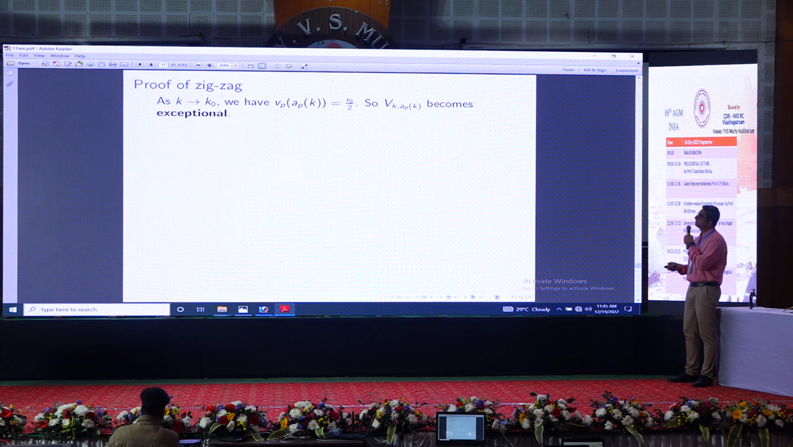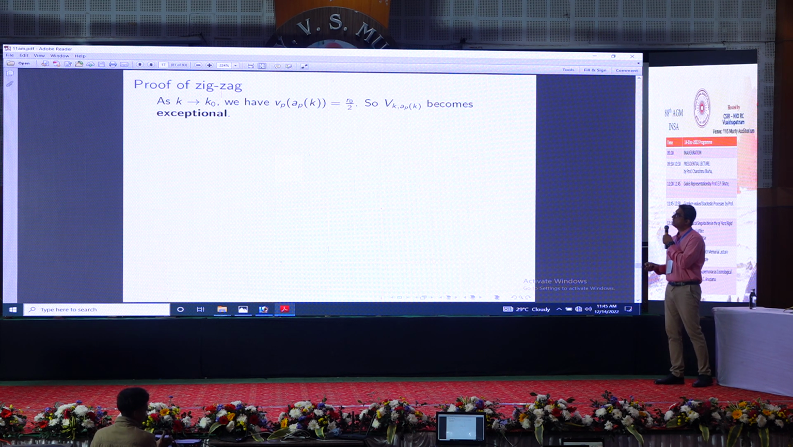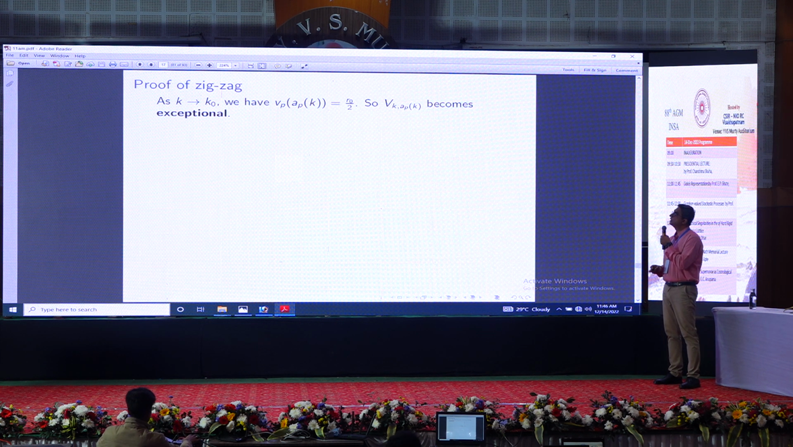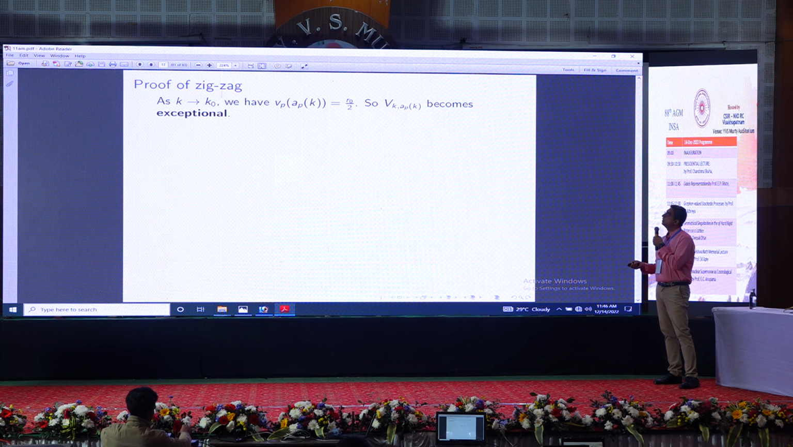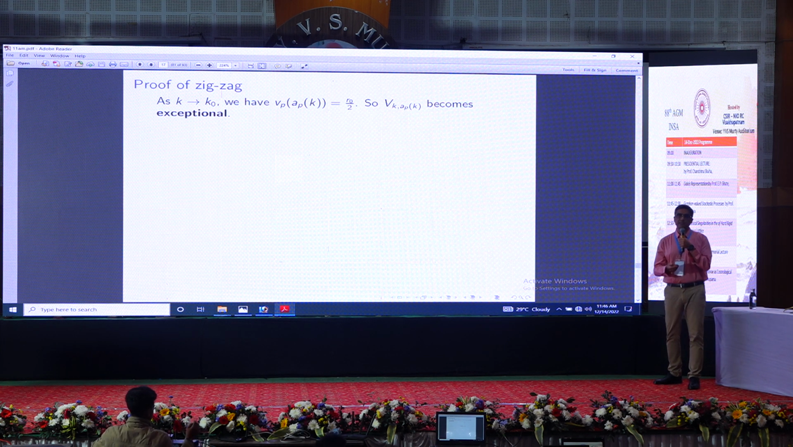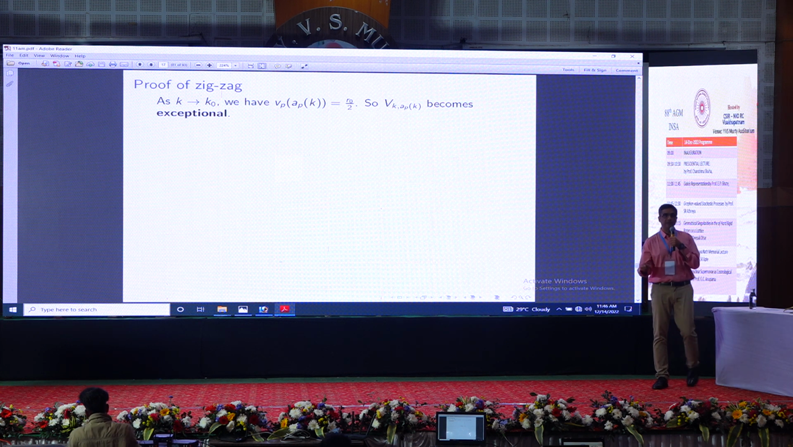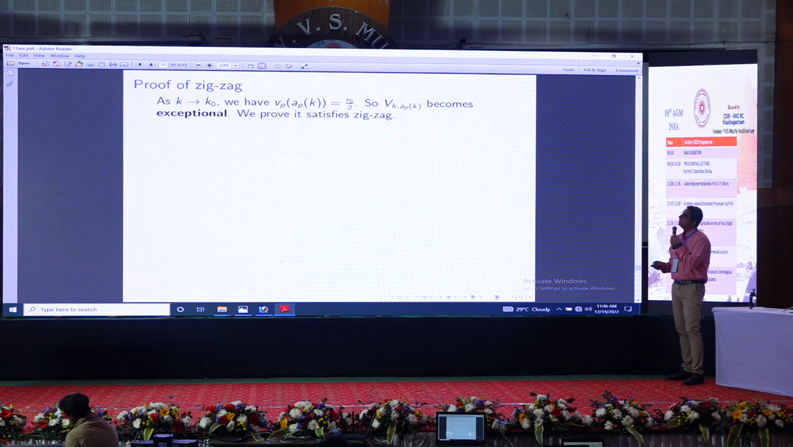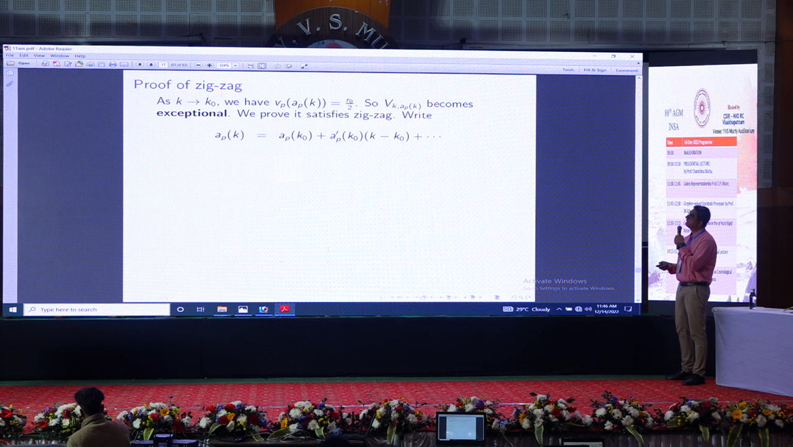So first of all, note that as k tends to k naught, the a_p(k)'s, which are families of a_p's, all have the same valuation as a_p of k naught. The limit a_p, which is r naught by 2, that was the power of p dividing p to the r naught by 2, it was r naught by 2. So in particular, these representations are all exceptional, just to show you that we're working in the framework of the conjecture, because twice that thing is r naught, which is the right thing, 2v. We prove it satisfies zigzag.